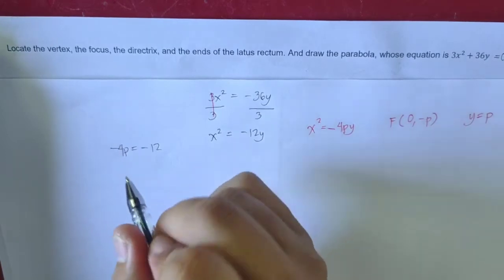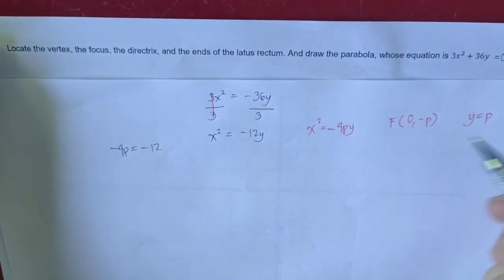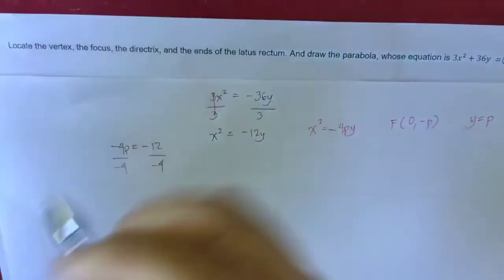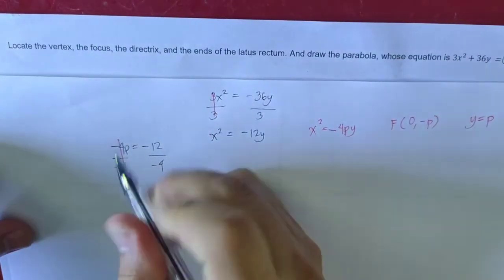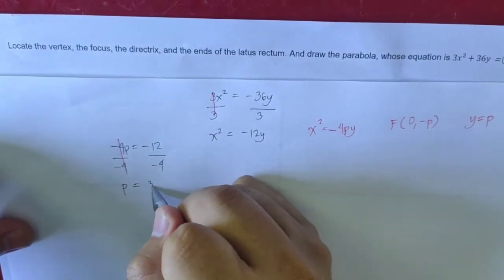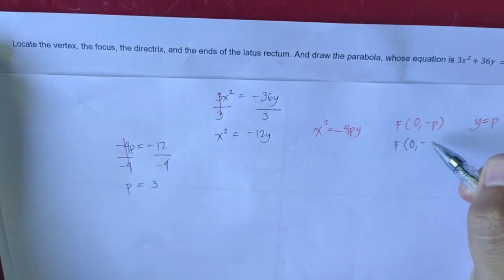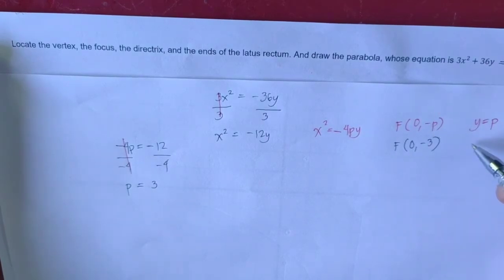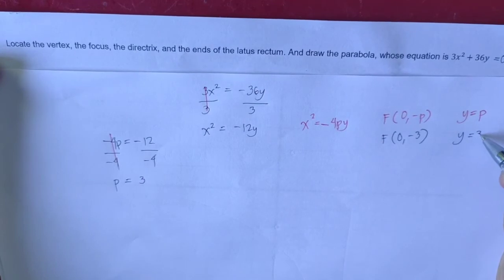Kailangan 4p yung equivalent nito para makuha yung length ng latus rectum. So, to solve for p, para mahanap naman natin yung focus and equation ng directrix, divide natin both sides by negative 4. Cancel na to. So, p is equal to positive 3. Therefore, ang focus natin is at 0 and negative 3. Bakit negative? Kasi may negative dito. And ang equation ng directrix is y equals 3.